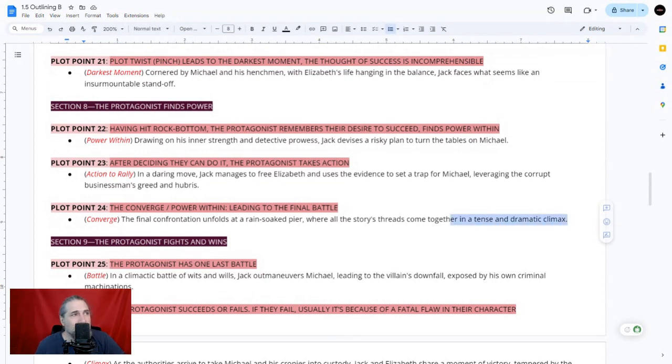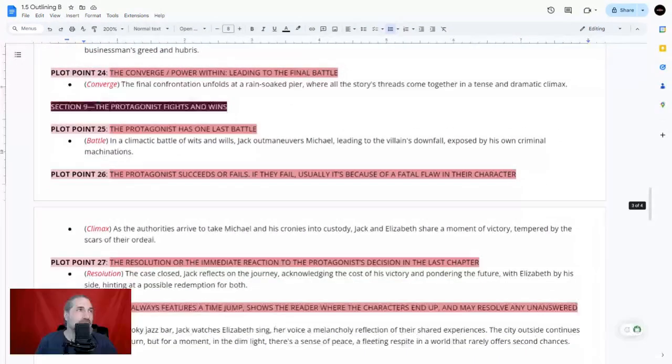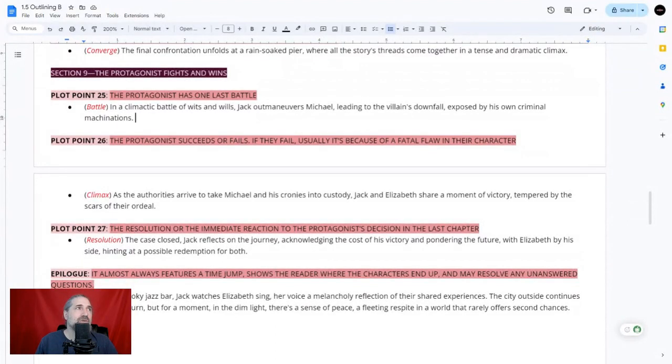Ultimately, we converge everything, so any loose ends we would have here. The final confrontation unfolds at a rain-soaked pier where all the story threads come together in a tense and dramatic climax. Now we get into the final battle, which is where the protagonist fights and wins. In the climactic battle of wits and wills, Jack outmaneuvers Michael, leading to the villain's downfall, exposed by his own criminal machinations.